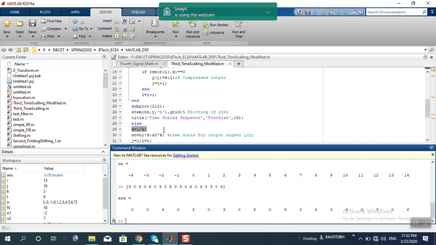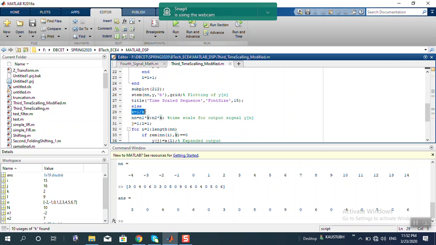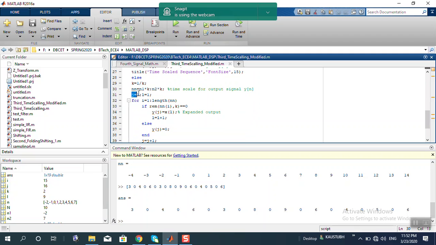So how is this done? Suppose k is equal to 0.5 you have entered, so k equals 1 by k, so it becomes 2. So this n time scale becomes n1 into k, n2 into k. Again 2 variables j and l are initialized. Now this time i should go up to the length of nn and not the length of n, because the new time scale has been changed. The procedure is again the same. Remainder of nn(i) by k, if it is equal to 0, then y(j) will be x(l).